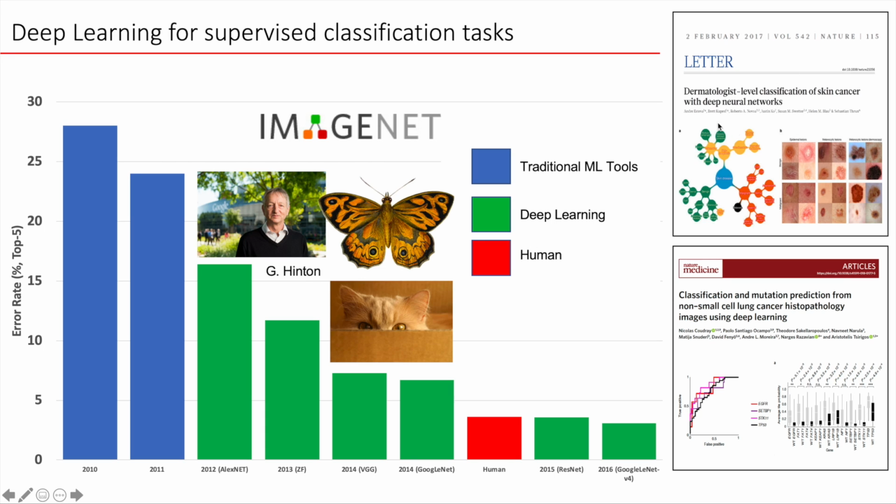And here's one of the early transformational papers where neural networks were trained to identify skin lesions at a level that matched or even exceeded dermatologists. And here a more recent paper shows that you can even look at the patterns of the nuclei to predict mutational statuses in non-small cell lung cancer.